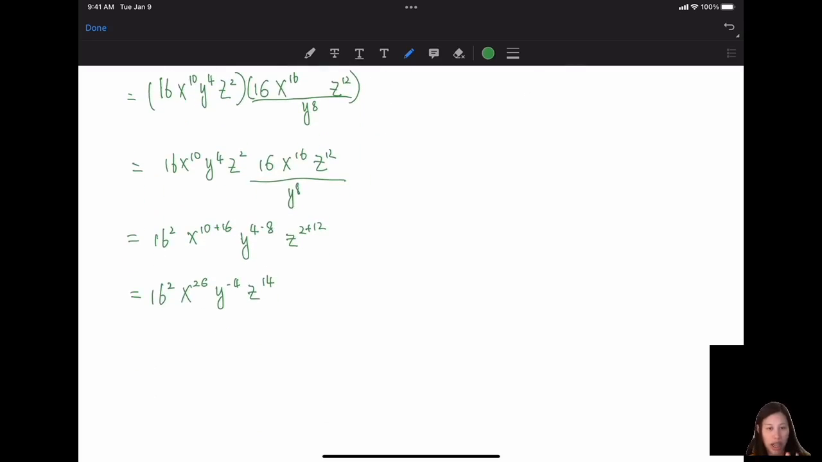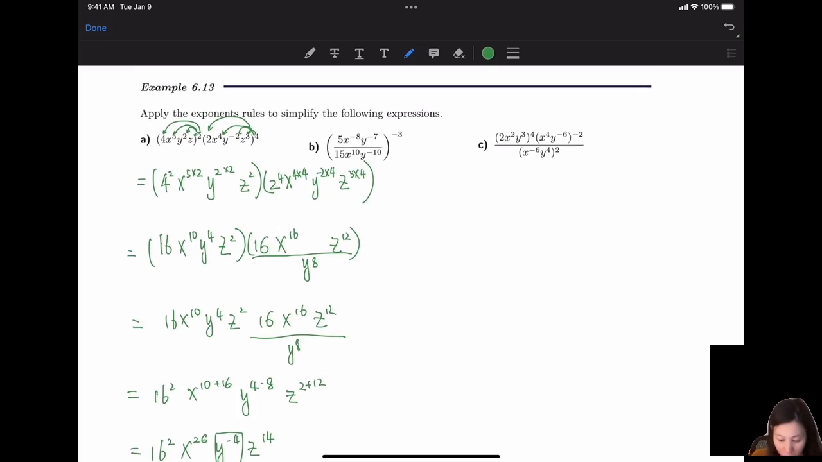Again, we want to write nicely. You are not allowed to have a negative exponent. All exponents have to be positive numbers. So that means this has to be in fraction form. So I have 16 squared, x to the 26, z to the 14th, over y to the positive 4 power. Nice, right? Okay, let me do another one.